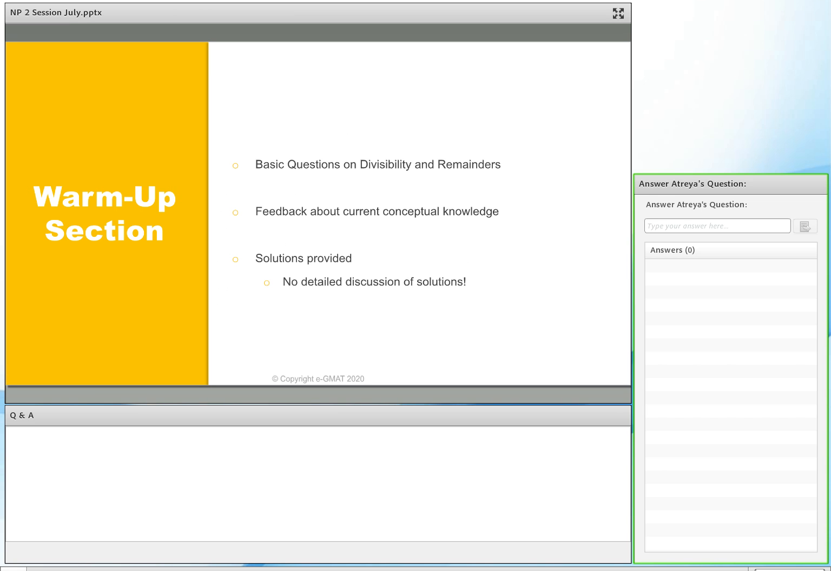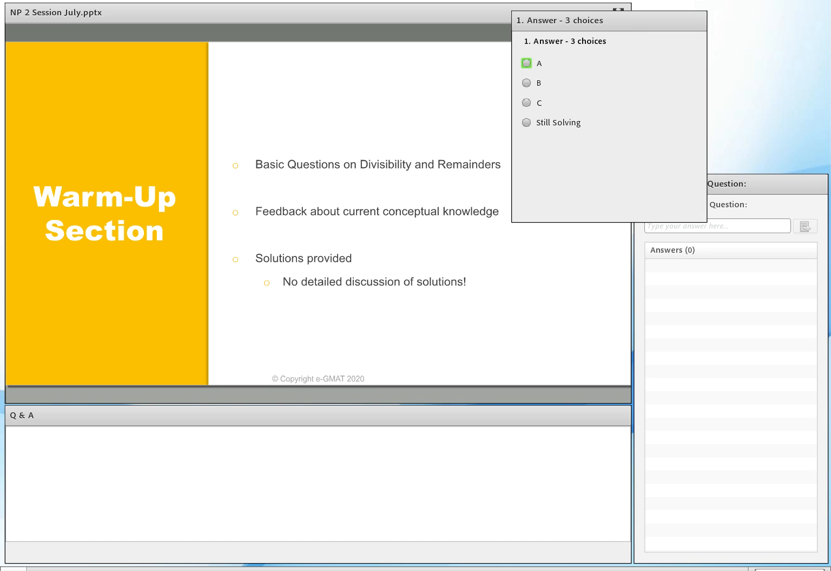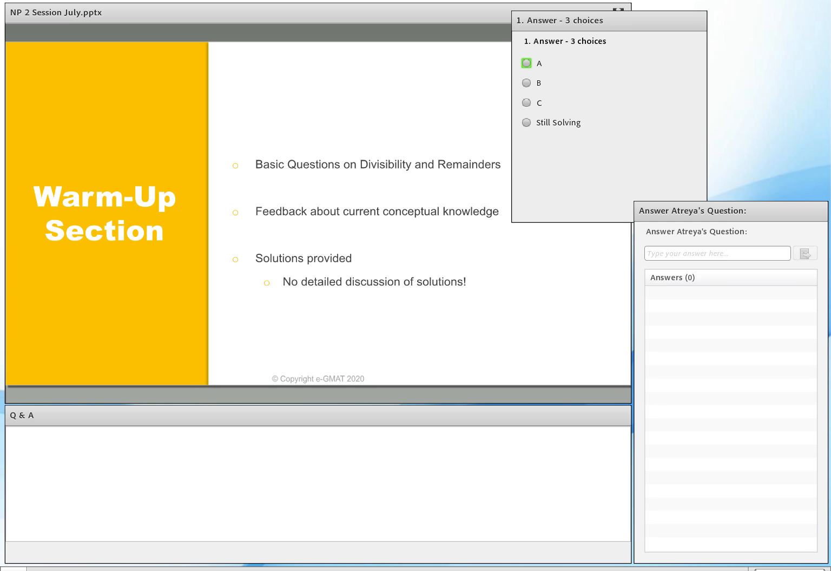We're now going to move ahead to the warm-up section. In this warm-up section, I have, I guess, 5 questions for all of you, and these are basic questions on divisibility and remainders. Through these questions, we are going to have a very good concept recap of divisibility and remainders. So with that, let me very quickly give you the poll. This time I will give you the right poll over here. Just give me one moment. I'll need to shift this a bit down, and yes.